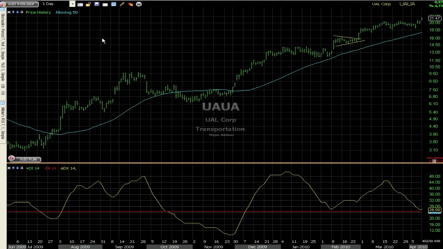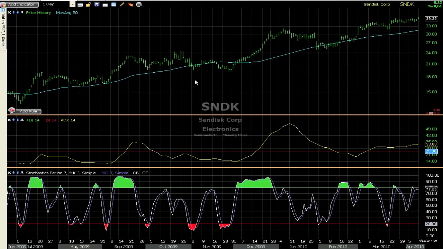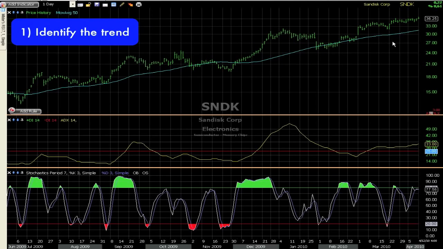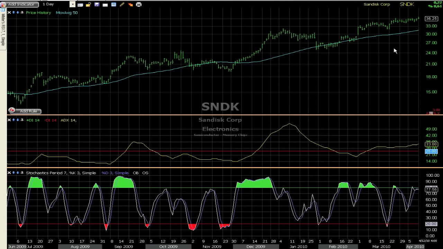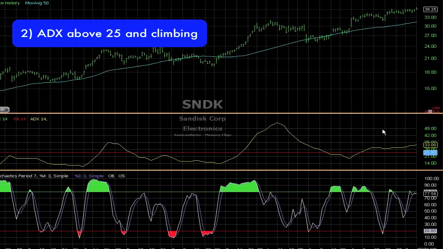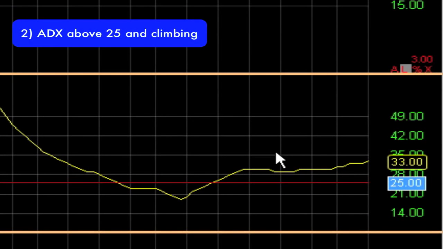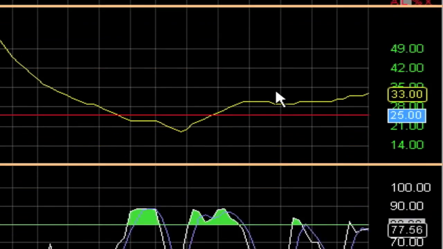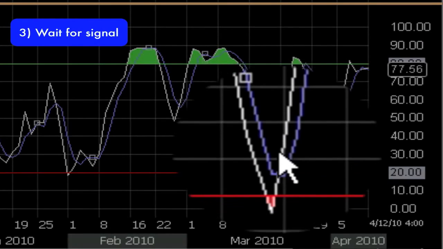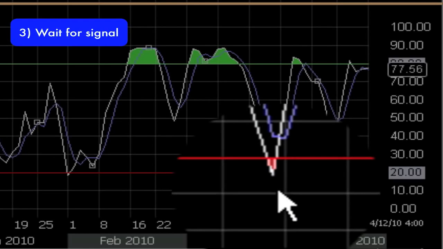Okay, now we have seen ADX combined with chart patterns, but can we use other indicators together with ADX? Here's a chart with stochastic plotted on. I'm going to approach it in a similar way. I can see that the MA is upsloping, so the trend is up. I only want to take trades from the long side. Second, I'm going to identify ADX above 25 and rising. And third, I'm going to wait for my signal. In this case, it's an oversold stochastic.